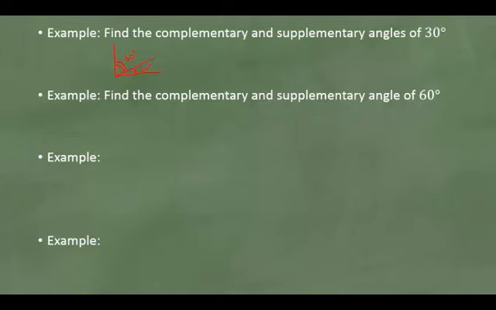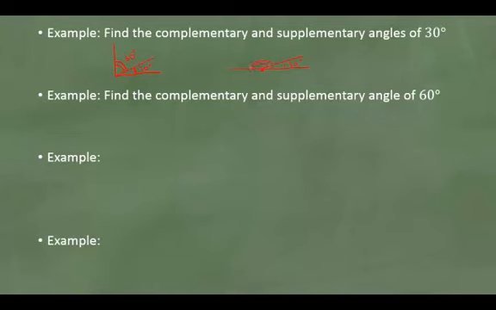So that's one way of doing it, is imagining it visually. What about the supplementary angles? We could do the same thing. Supplementary angle would be, there's 30 degrees. And you have to ask yourself, well, what will get me all the way around to 180? What would get me to 180?